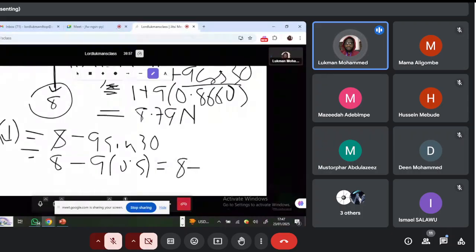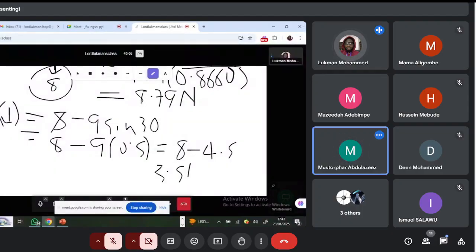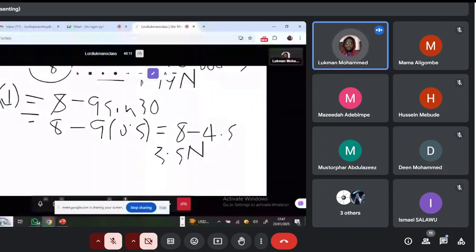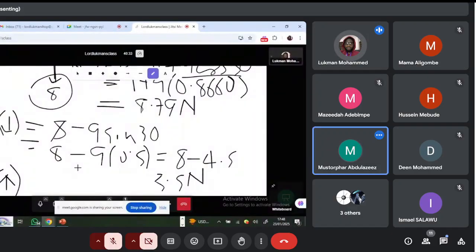This is 8 minus 4.5. What is 8 minus 4.5? 3.5 newtons. This is the net vertical force. If I had resolved vertically upward instead, I would have gotten the same magnitude: 9 sine 30, 4.5 minus 8. That would have been negative 3.5. So if I had chosen that direction as positive, my answer would have been minus 3.5.